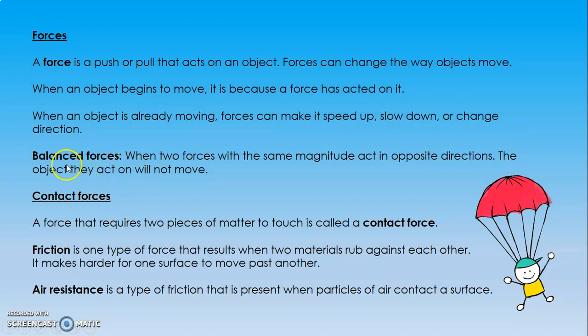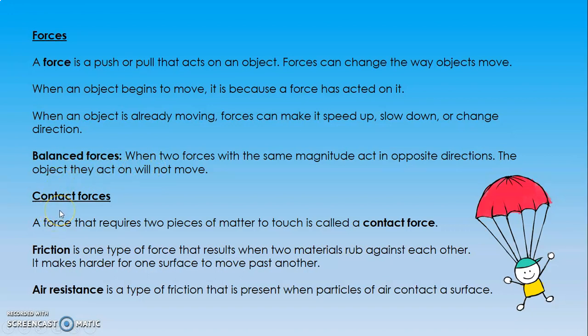Let's continue. Balanced forces. When 2 forces with the same magnitude act in opposite directions, the object they act on will not move. Like the tug of war. Okay, that would be the perfect example.